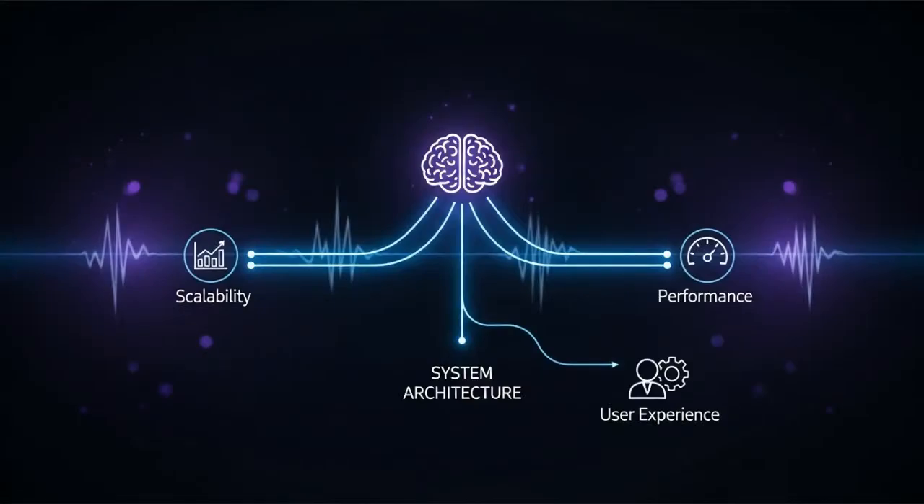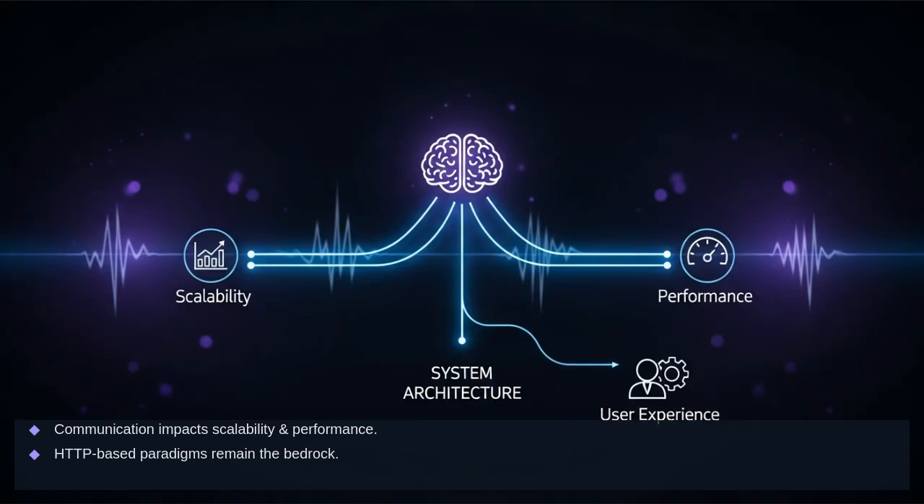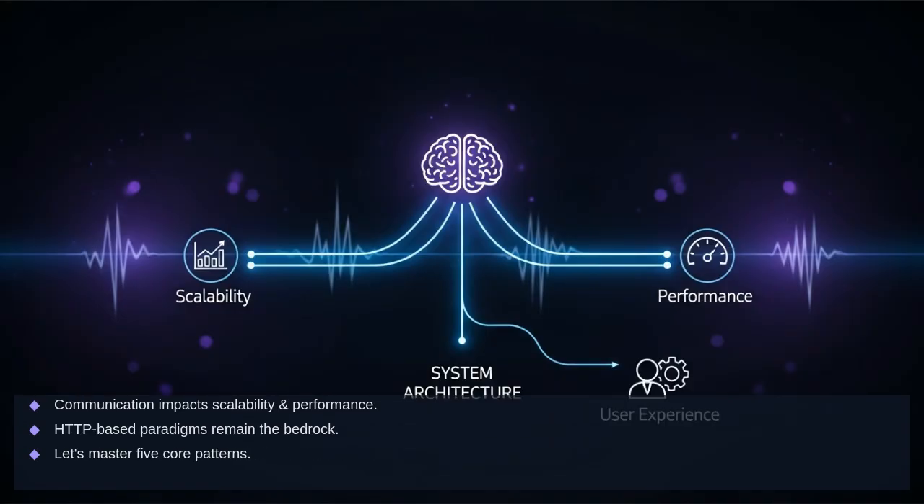When designing large-scale distributed systems, choosing the right communication pattern is critical. This choice directly impacts scalability, performance, and the overall user experience. And while modern tools like message queues and gRPC are powerful, classic HTTP-based paradigms remain the bedrock of most architectures. In this video, we'll master 5 of them so you can architect systems like a principal engineer.